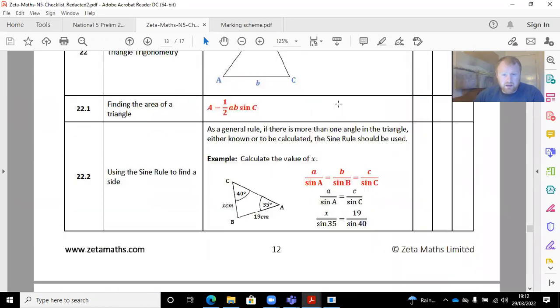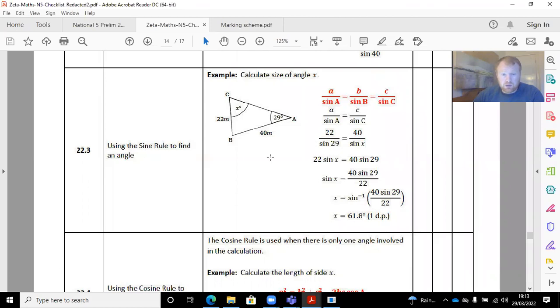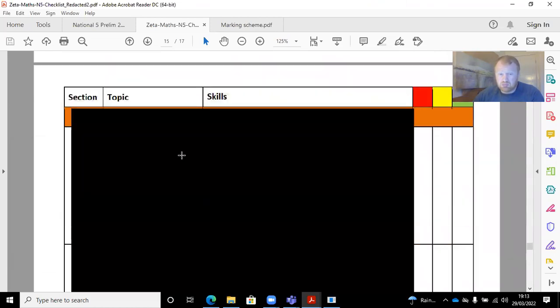What else can they ask? Well, they can ask, find an angle. Using the same rule that we just used to find an angle, they can just frame it slightly differently. So they could ask it in that format, or they could use the cosine rule.